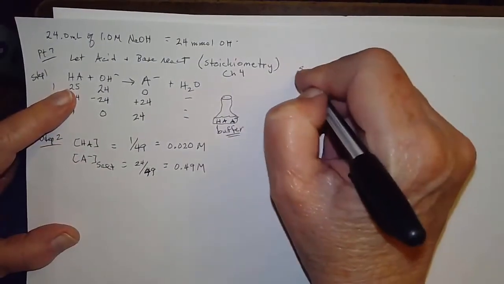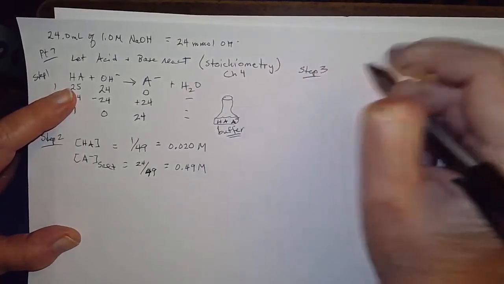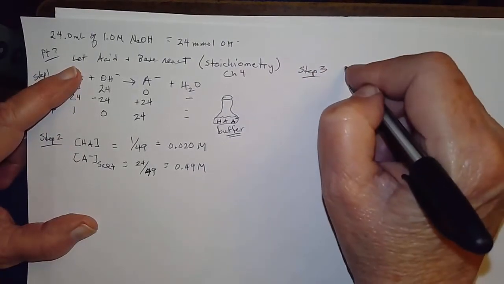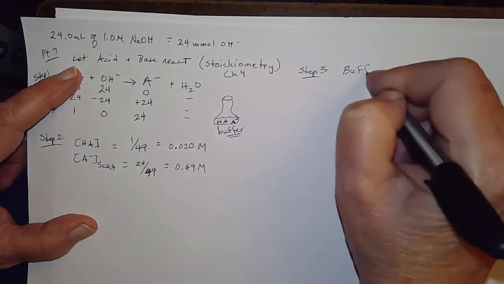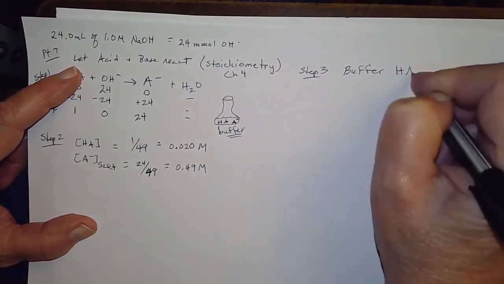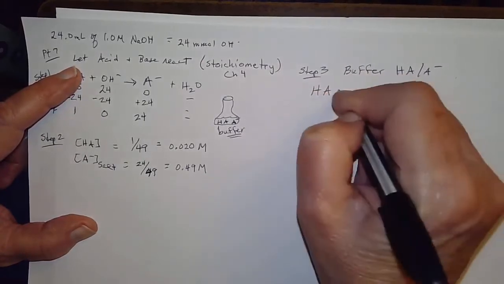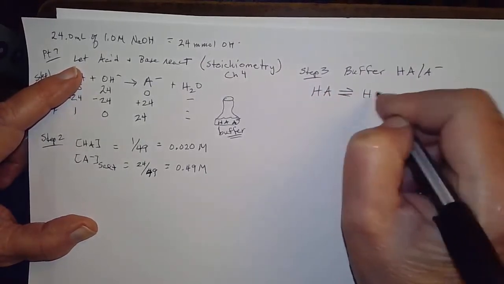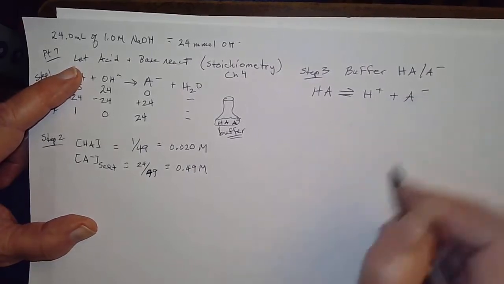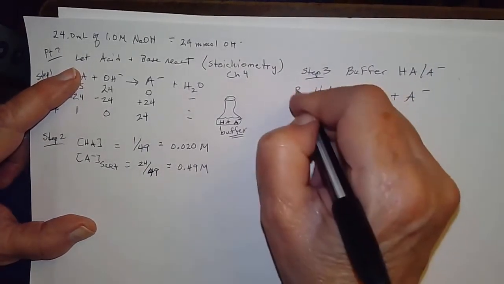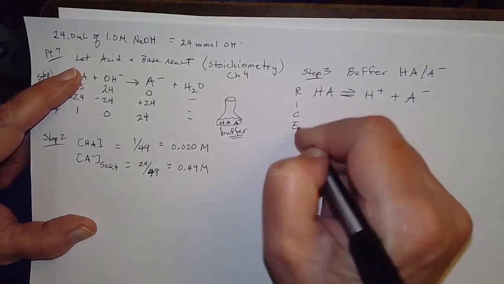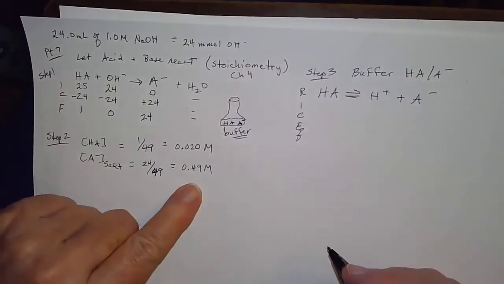Step 3. We have our buffer with our weak acid and its conjugate base from the salt. So we set up our weak acid equilibrium. It's an equilibrium if you've got a buffer. All right, so this is a RICE table, because I added step 2 to your process.